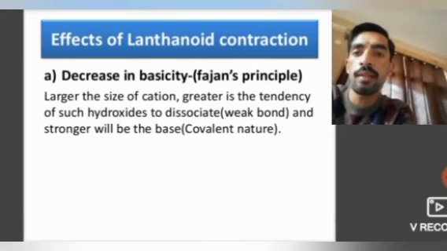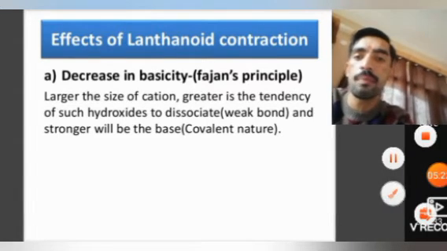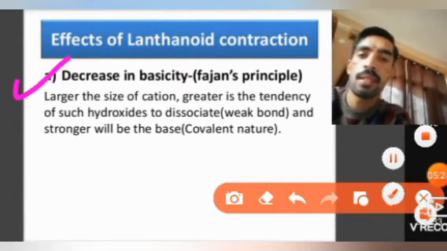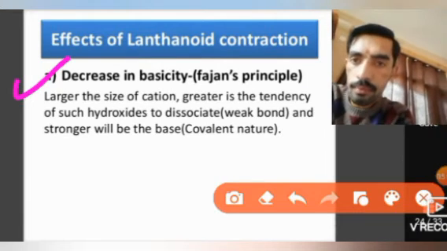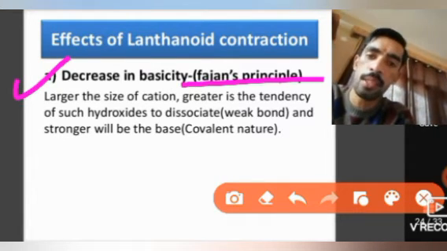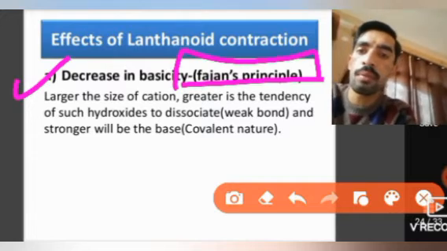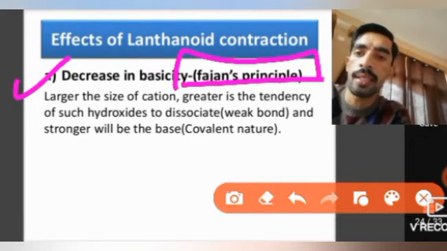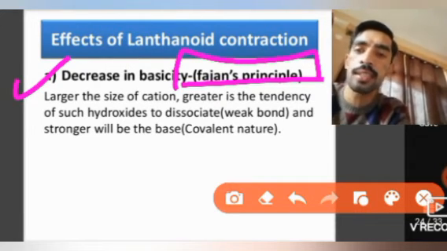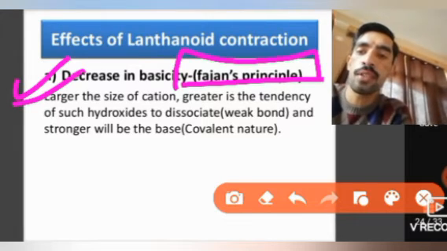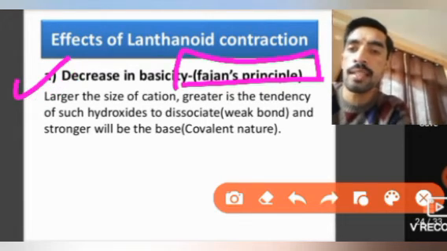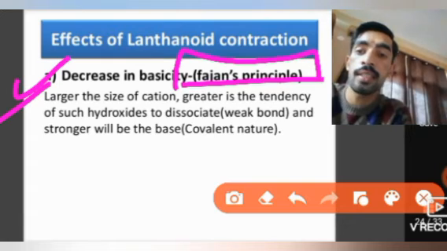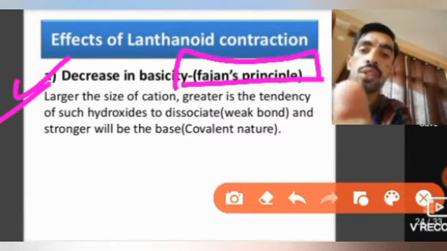So the effect of lanthanide contraction is that it decreases the basicity also. This is called Fajan's rule or Fajan's principle. Sometimes a question comes, what do you mean by Fajan's principle? So you need to write that the effect of lanthanide contraction decreases the basicity. That is called Fajan's rule, where the larger the size of the cation, the greater is the tendency of such a hydroxide to dissociate.